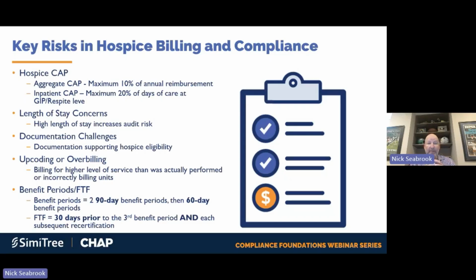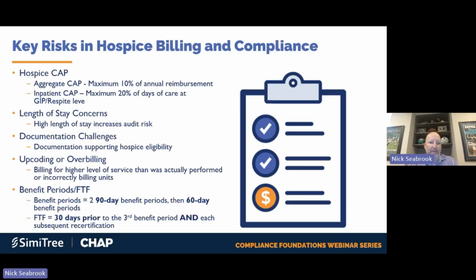The upcoding or overbilling, this is another area more specifically for hospice than for home health that is of concern, just based on the different levels of care and making sure that, again, we saw all those Q codes which dictate where those services were provided. You want to make sure that those match up and that they're accurate compared to where the actual services were provided. You don't want to be in a situation where you're billing for a high level of service that wasn't actually performed, or billing in incorrect units based on those 15-minute increments.